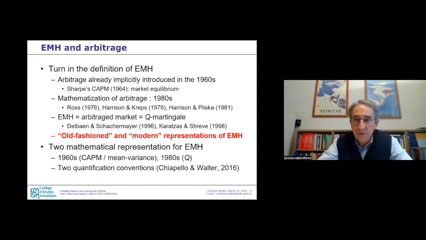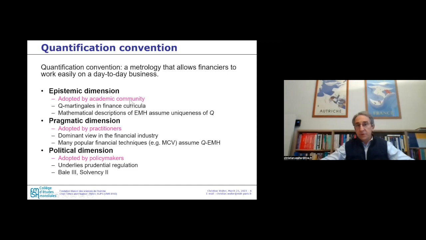It's the reason why with F. Capelle, we have called these two frameworks two quantification conventions: CAPM and mean-variance universe, and Q and risk pricing universe. What is a quantification convention? A quantification convention, following the definition we gave with F. Capelle, could be thought of as a methodology that allows financiers to work easily in day-to-day business. It's a way of thinking globally about the activity.